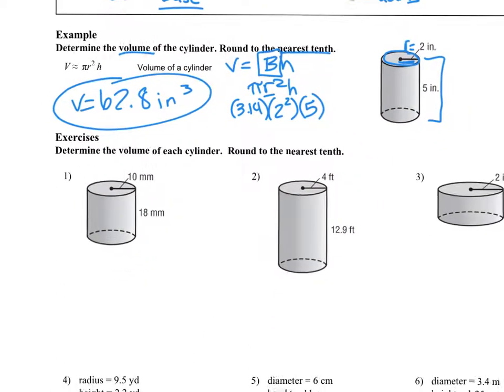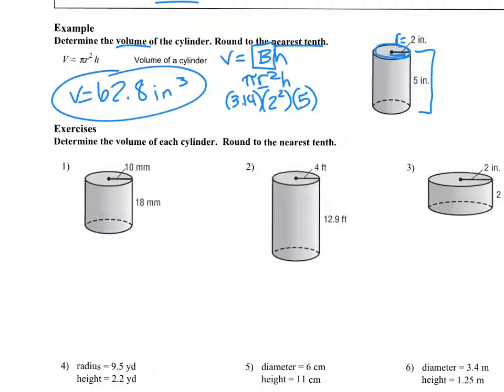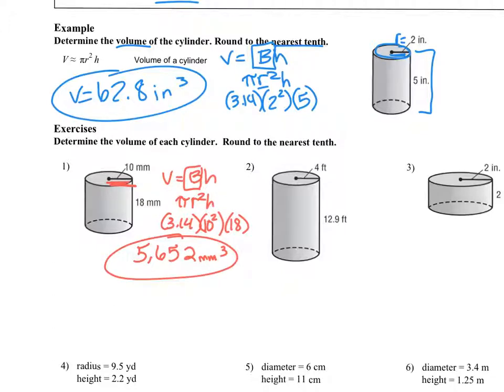Exercise 1, down here at the bottom: determine the volume of each cylinder. Again, I'm going to write my formula, where that's the area. So that's pi r squared times height. So 3.14, they already gave me my radius, that's just halfway across that circle, 10 squared times 18. So 3.14 times 10 squared times 18. You should get 5,652 millimeters cubed.